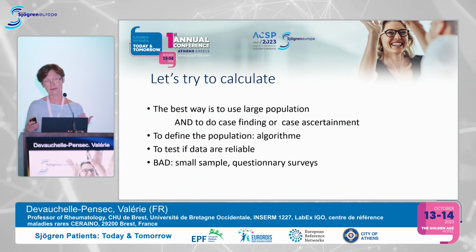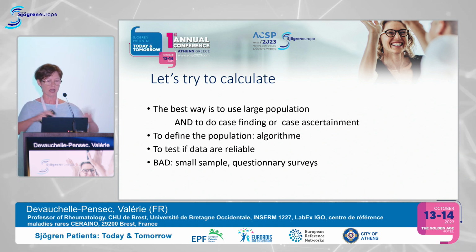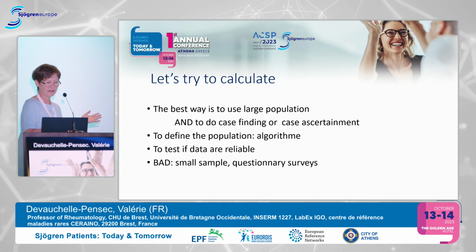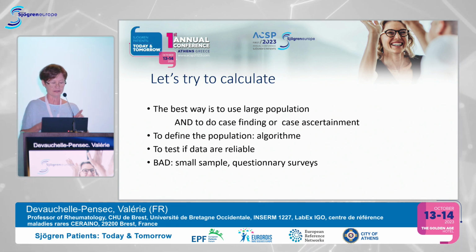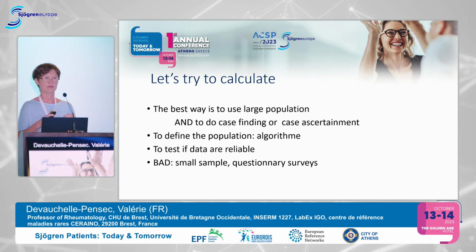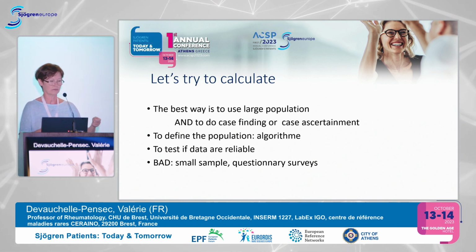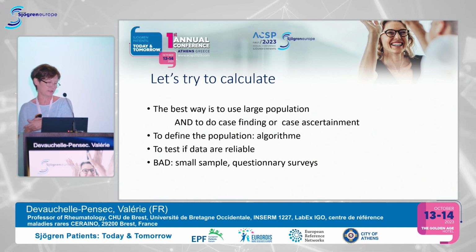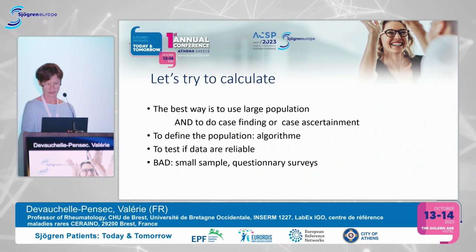So here is all the problem that we have to calculate. The best way is to have a large population and to mix the data. It is case finding or case ascertainment. We are going to be sure to ask again to verify that it's really a Sjögren. And we define some algorithms to say it's Sjögren because he has anti-nuclear antibody, he had an ophthalmic consultation, he had a treatment, a teardrop or something like that. So it's not good to use a small sample and questionnaire survey.